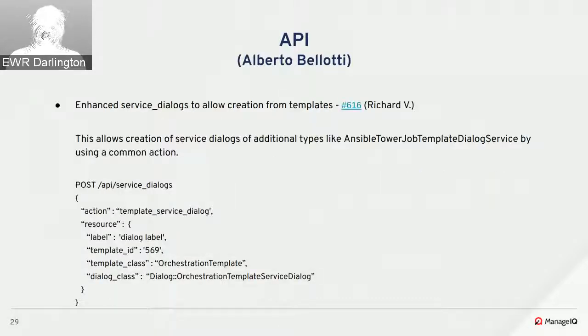Next slide, please. Okay, so Richard did an enhancement so that for service dialogs, for the template service dialog, we now allow additional types. It used to be just the one type, but now that allows different dialog classes and such. So things like Ansible, our job template, and all that goodness can be done there too.